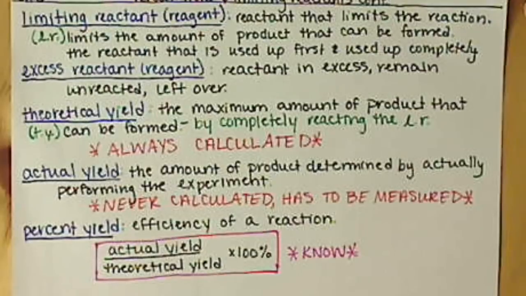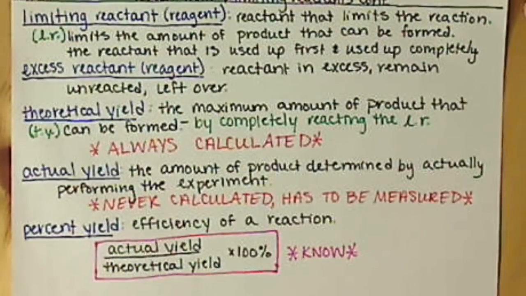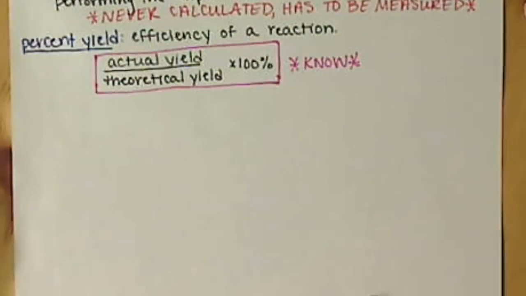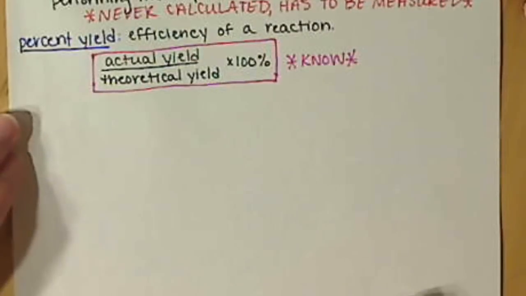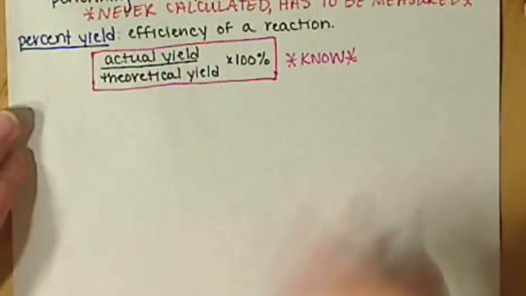Much like we did with the cookies, we figured out how many batches we can make from all the butter, how many batches from the sugar, how many batches from the flour, and looked at how many cookies we can actually make.